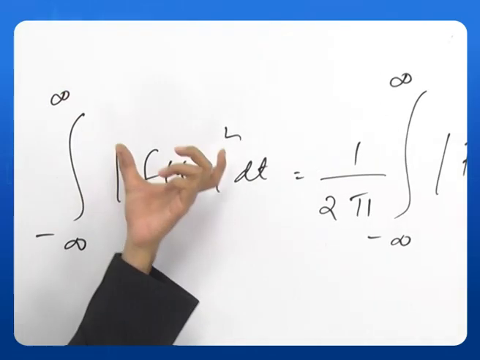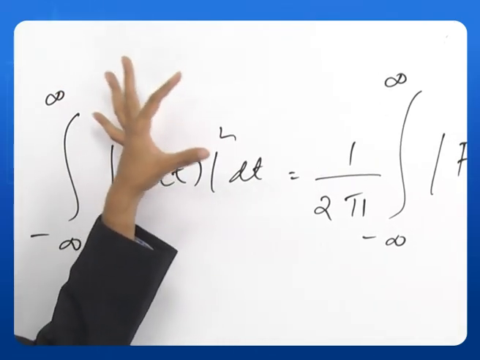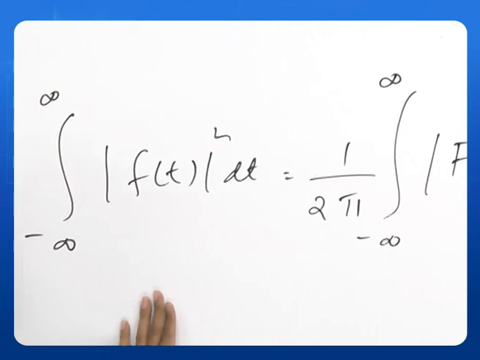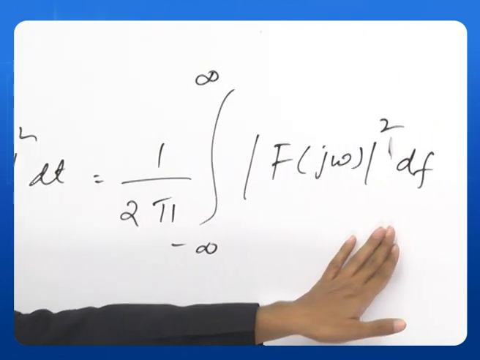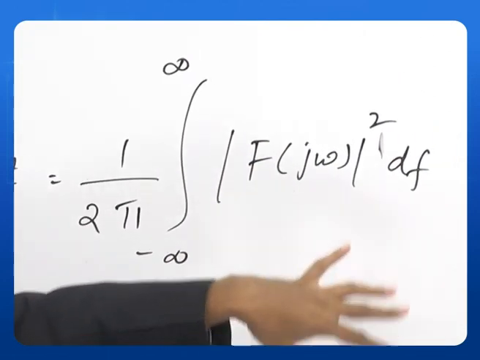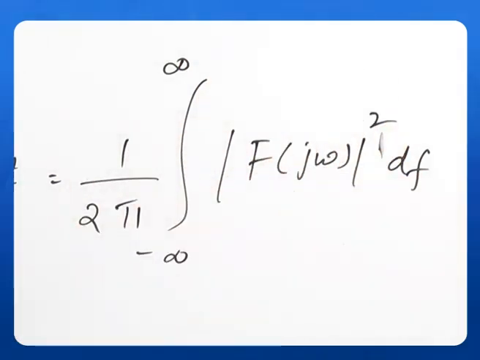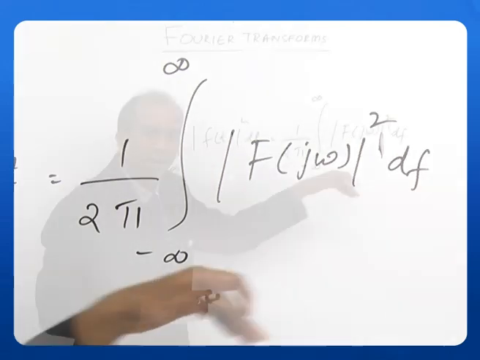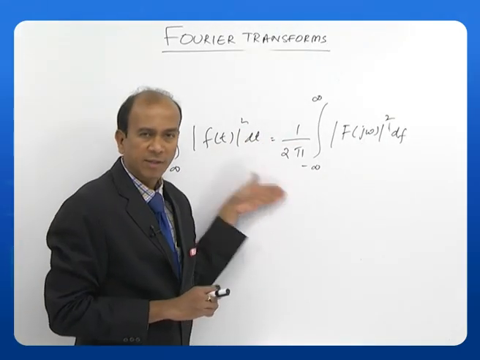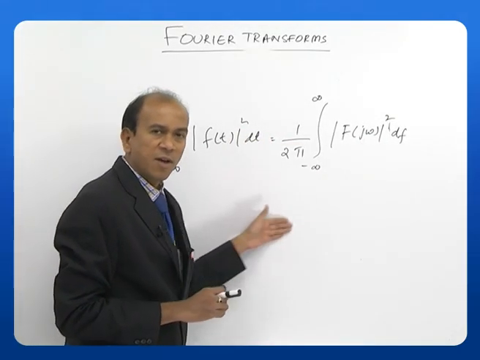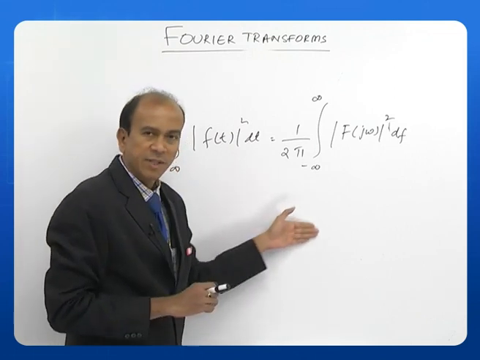So, you are squaring the mod of a function in the time domain. Then the same thing happens in the frequency domain also. Here also you have to square the mod of the frequency components, but the only difference is because we are taking omega here, it will be multiplied by 1 by 2 pi. So, that is a difference. This is how you have to find the energy using this formula.